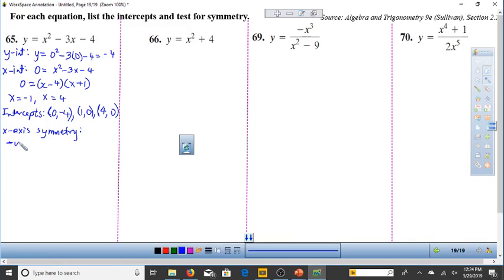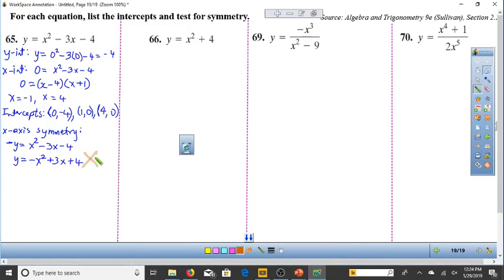So we have negative y is equal to x squared minus 3x minus 4. If I try to get the y to be positive, I get negative x squared plus 3x plus 4 on the right-hand side of the equation, which is not the same as the original. So that does not have x-axis symmetry. Let's now try for y-axis symmetry.